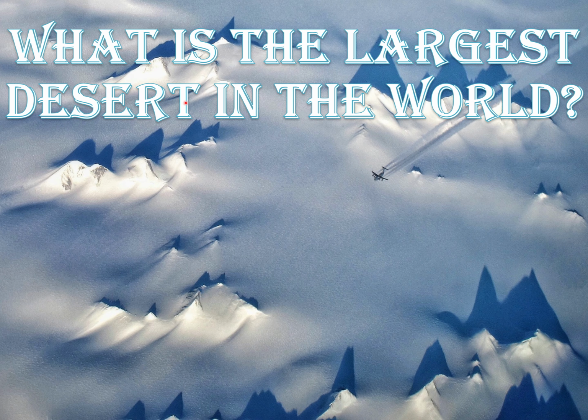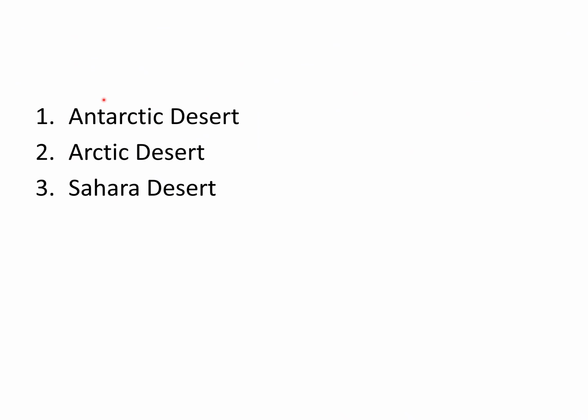Whenever we are talking about any desert, the thing that comes to our mind is a dry area like the Middle East or something like that. But you will be surprised to learn that the answer is totally different. The answer is the Antarctic desert, then the Arctic desert, then the Sahara desert. So why has this cold iceberg area become the largest desert?